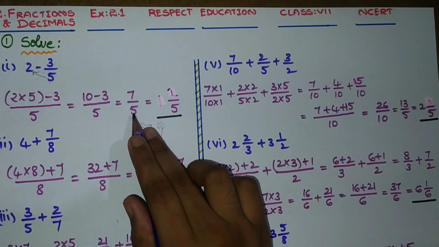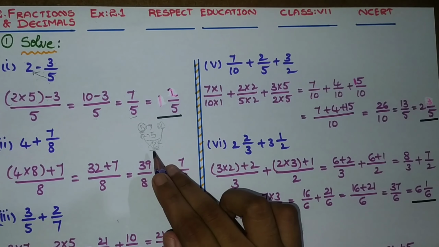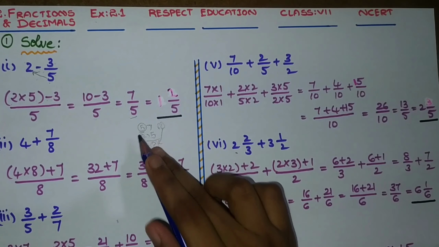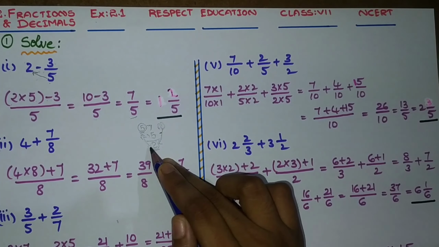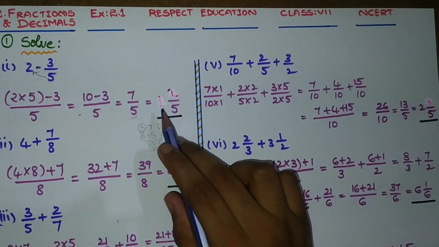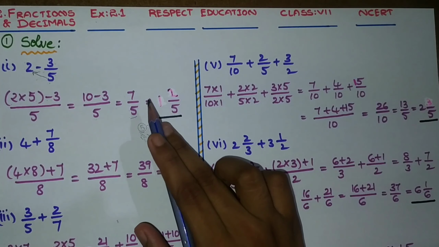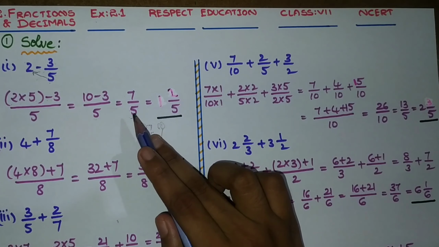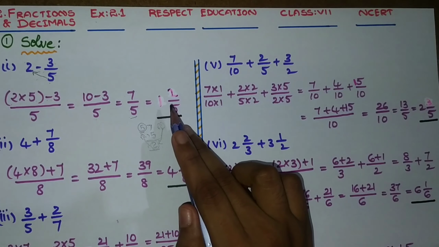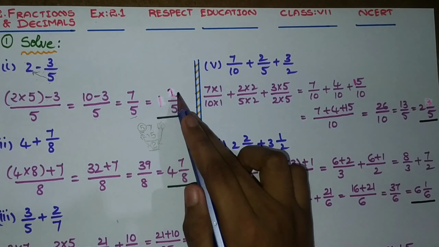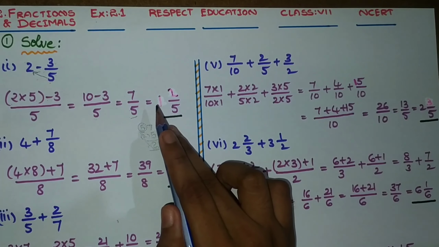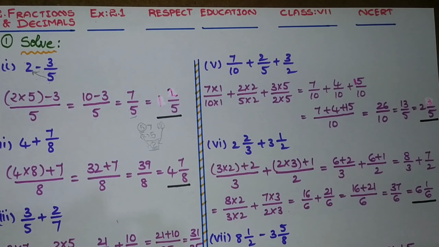When there is an improper fraction, we should convert it into a mixed fraction. First the quotient, then the remainder and then the divisor. So it is 1, 2 and 5. We read it as 1, 2 by 5. So 7 by 5 can be converted into a mixed fraction by doing this specific division, and we get the mixed fraction 1, 2 by 5. Therefore the answer for 2 minus 3 by 5 is 1, 2 by 5. Is it clear, friends?